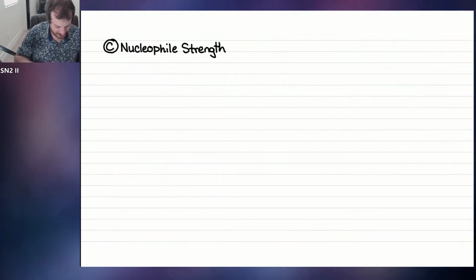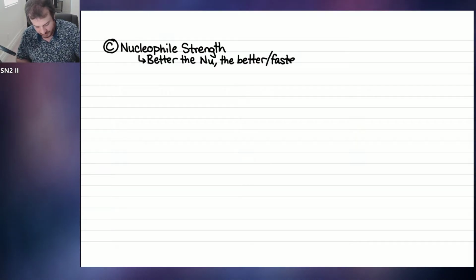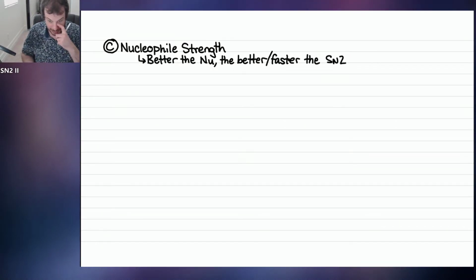Okay. Part C of the things that affect the rate is nucleophile strength. And this is pretty obvious because the better the nucleophile, the better the Sn2 reaction. And when I say better, I mean the faster the Sn2. Okay, so what are some factors that affect nucleophile strength? Well, it's similar factors to the leaving group abilities that we talked about, but kind of opposite. Not completely opposite, but sort of opposite.